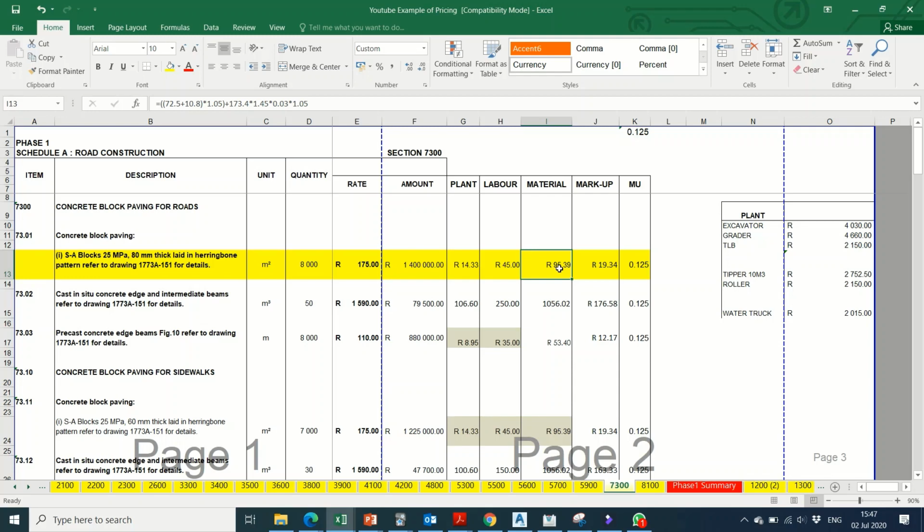So as you can see, the price that I got from the supplier was 72 rand 50 per square meter, and then the 10 rand 80 cents is the transport rate, right? And then I also put in a small percentage of wastage. So as long as you allow for your material cost, then you're all right. You understand?